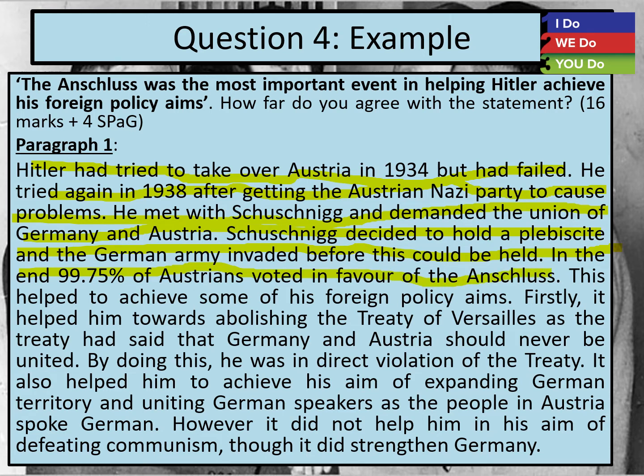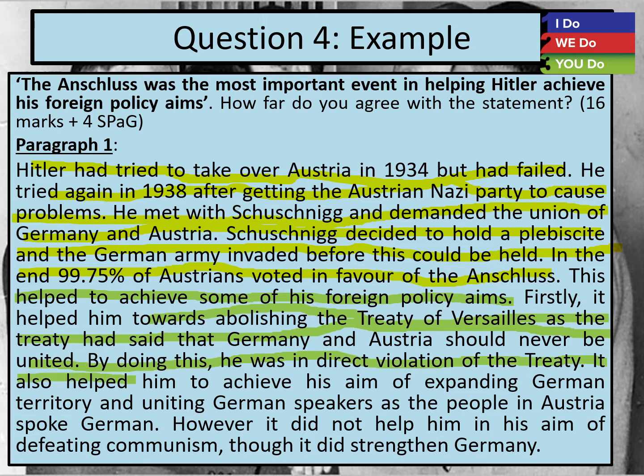All of that is just about the event. The rest of the answer is all about me linking it back to the statement. I'm looking at how it helped him achieve his foreign policy aims. So this helped him achieve some of his foreign policy aims. Firstly, it helped him towards abolishing the Treaty of Versailles, as the treaty had said that Germany and Austria should never be united. By doing this, he was in direct violation or breaking the treaty.